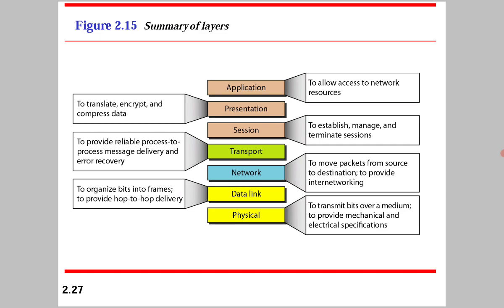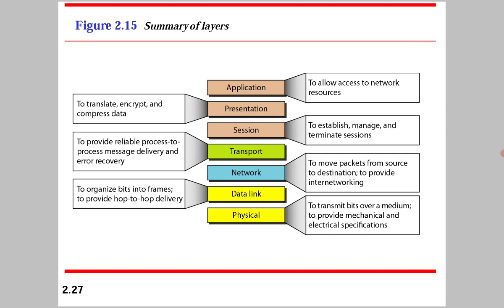Summary of the layers. What are the various layers, what are their duties and what are their purposes? The physical layer transmits bits over a medium and provides mechanical and electrical specifications. The medium is a physical medium like copper media, category 5 cables, twisted pair cables, and so on.